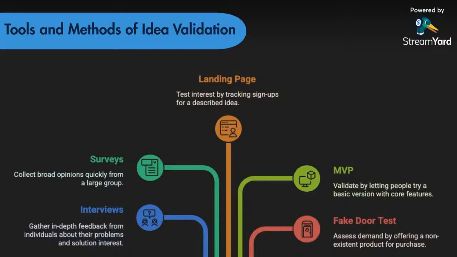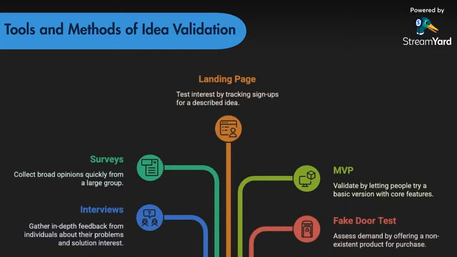Now let's go over some of the tools and methods to validate an idea. You don't have to build the whole thing before doing it. So here are some examples. Interviews: ask people about their problems and if they'd use your solution. So you gather in-depth feedback from individuals about the problems and solution interest. Surveys: create a quick online survey to collect broad opinions quickly from a larger group. A landing page: this is a simple web page describing your idea just to see if people sign up.